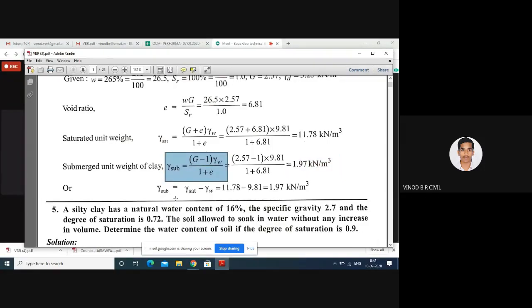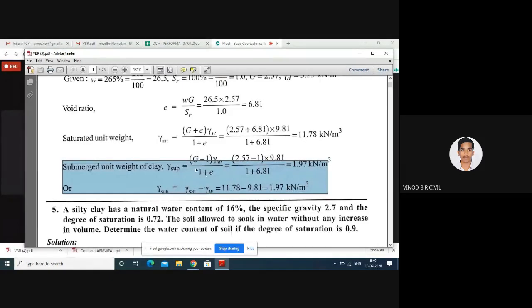There is another way to calculate the gamma submerged. Gamma saturation, that is 11.78, minus the unit weight of water, that is 9.81, gives 1.97. You can calculate the gamma submerged both ways: gamma sub is equal to (G minus 1) into gamma W divided by 1 plus E, and gamma sub is equal to gamma saturation minus the unit weight of water.